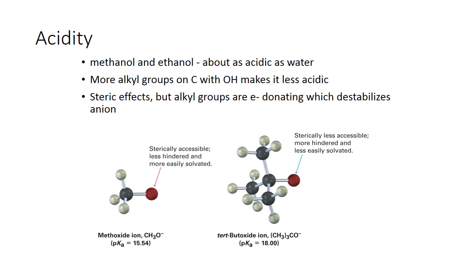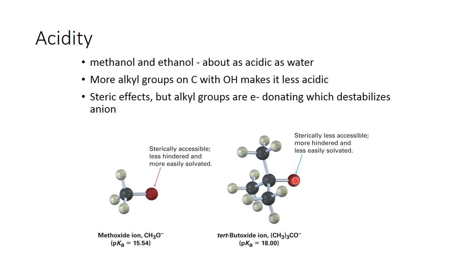Methanol and ethanol are about as acidic as water, but something interesting to note is the more alkyl groups that you put on a carbon that has an alcohol group on it, the less acidic that alcohol is. Let's go ahead and look at this t-butoxide. There would be a negative charge on this oxygen here. Remember that alkyl groups will stabilize a positive charge on a carbon because the electrons that are in the carbon-hydrogen bonds can feed into that positive charge.